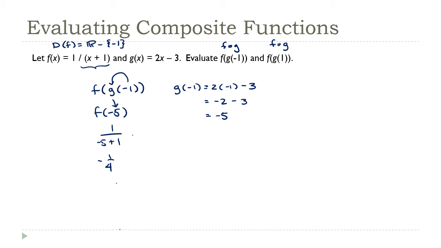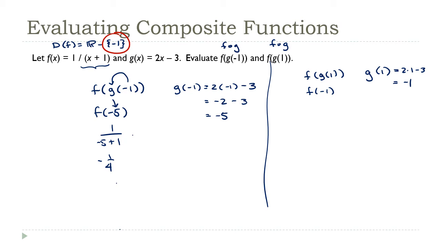All right, so now let's try this again. Let's do f of g of 1. Well, g of 1 is 2 times 1 minus 3, which is -1. So let's put that in here. This is f of -1. And now hopefully you see right away, based on our previous conversation, we have a problem. -1 is not in the domain of f. If you try to stick that in there, you get 1 over -1 plus 1, which is 1 over 0, and that can't happen.